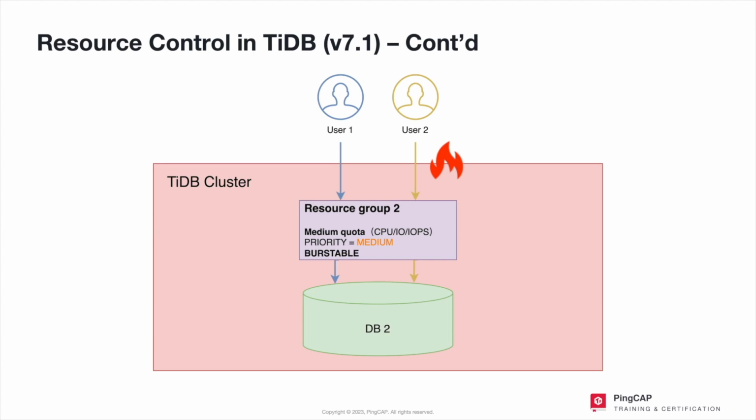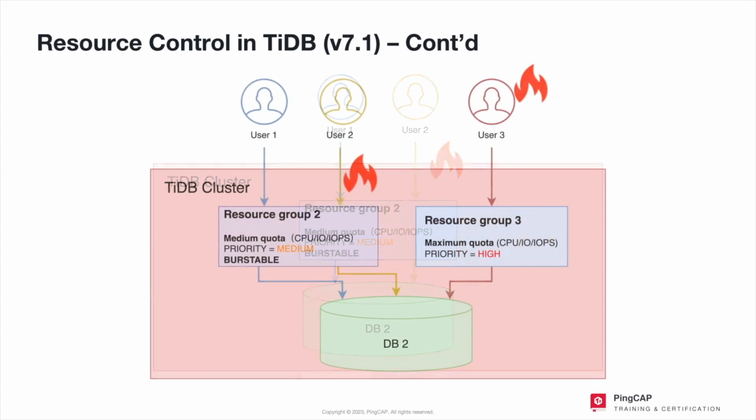Fortunately, we can add a burstable option to this resource group. If burstable is enabled, the resource allocation quota of a resource group can be exceeded. This allows TiDB's free resources to be assigned to users who are experiencing atypically high use. Well, let's bring user 3 back into the picture. Recall that user 3 is a consistently heavy resource user, and user 2 is a sporadically heavy resource user. Using separate resource groups, including one with burstable set, provides us with a clever way of handling these types of situations.